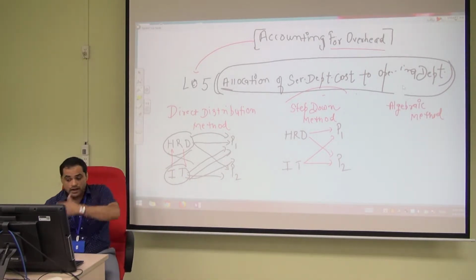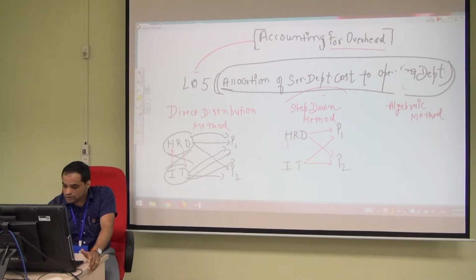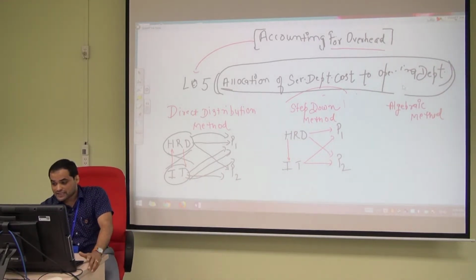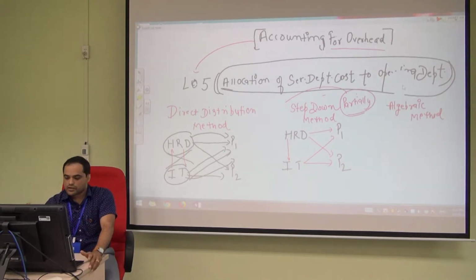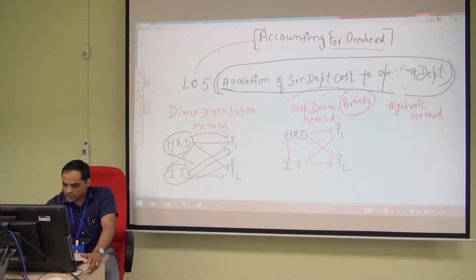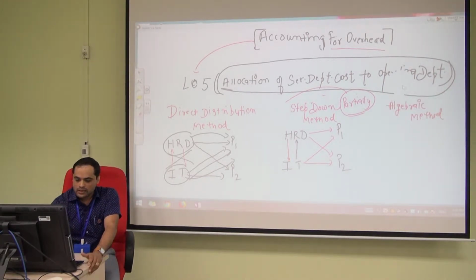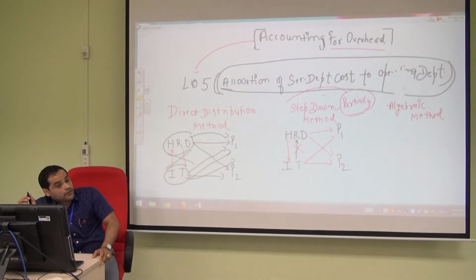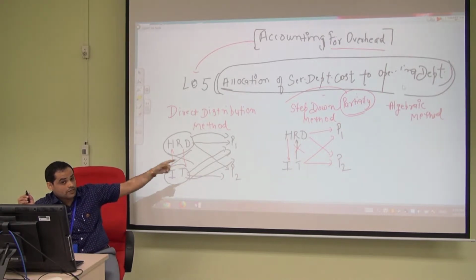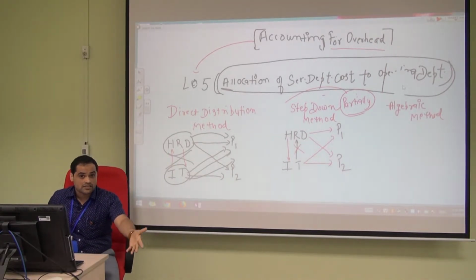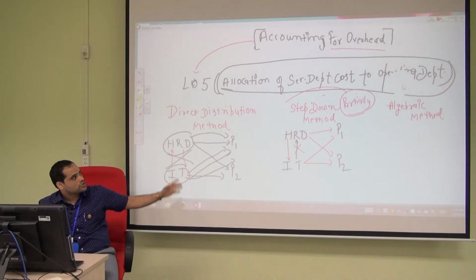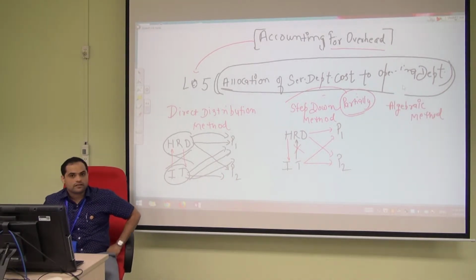Until direct distribution. But here, the human resource department is also providing services to the IT department, but remember, service is partially distributed. So make sure the human resource department is not taking any service from the IT department. If this is the situation, when a service department is only giving service to the other service department and not taking service, only giving, then we will apply the step-down method.